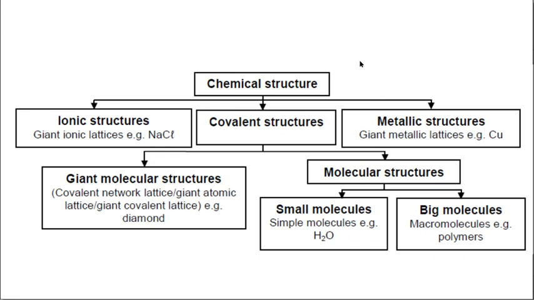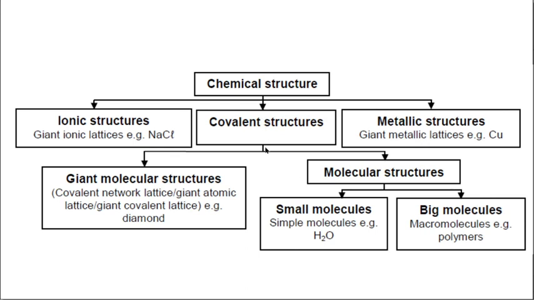So this is how it boils down. Chemical structure is split into ionic, covalent, and metallic structures. And these are giant crystal lattices. And these are also giant metallic lattices. These are ionic lattices. These are metallic lattices.